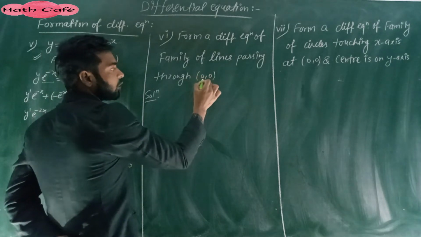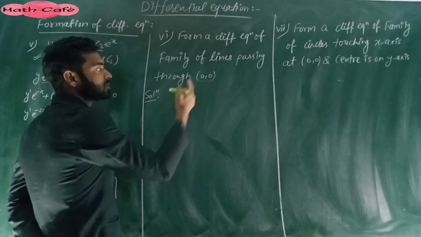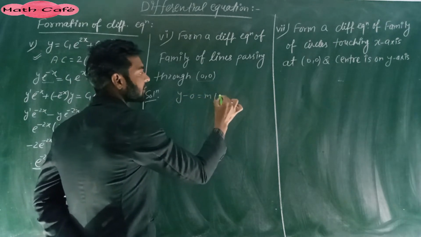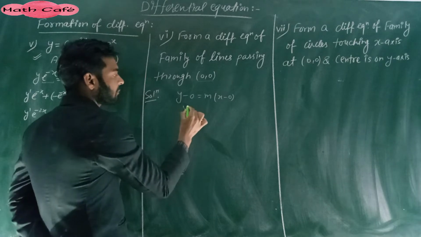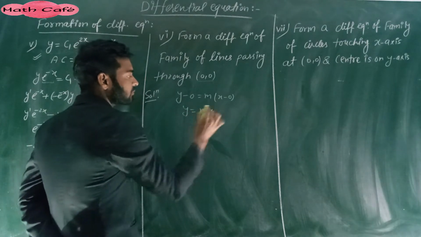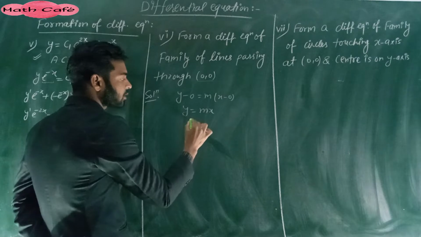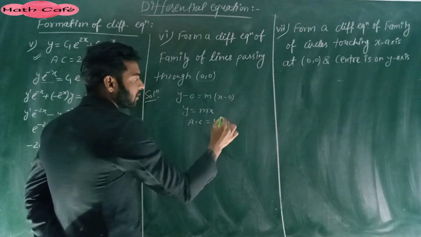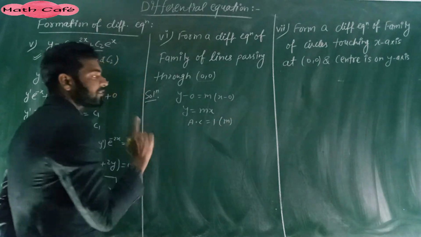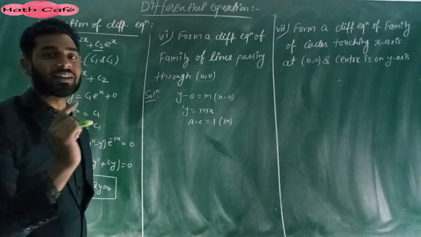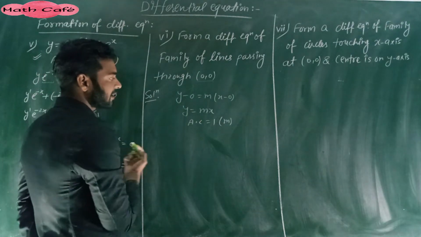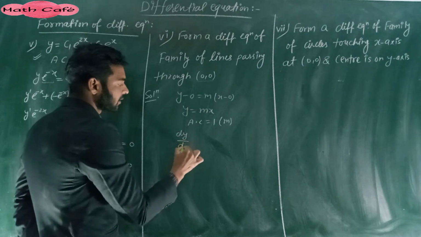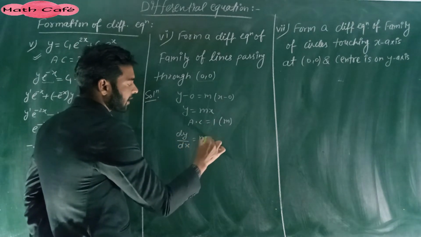So equation of a straight line which is passing through 0, 0, that will become y minus y1 equals to m times x minus x1. Alright, that is nothing but y equals to mx. So here in this equation arbitrary constant is m. So number of arbitrary constant is 1, that is m. So I will differentiate the given equation only one time to get differential equation. So I am differentiating this equation by x. So y will become dy by dx and mx will become only m.